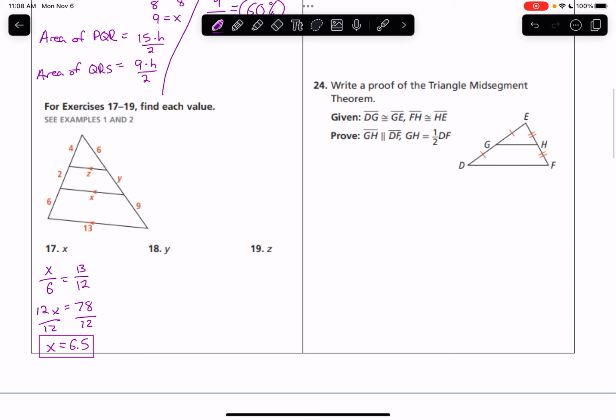So whichever way. So I'll go 2 over 6, the left side over the bottom left side, equals y over 9, the right side middle over the right side bottom. Cross multiply, 6y equals 18, divide both sides by 6, and I get y equals 3.